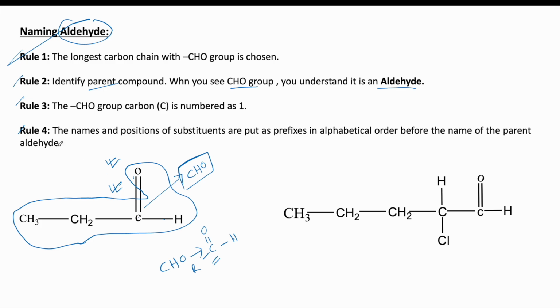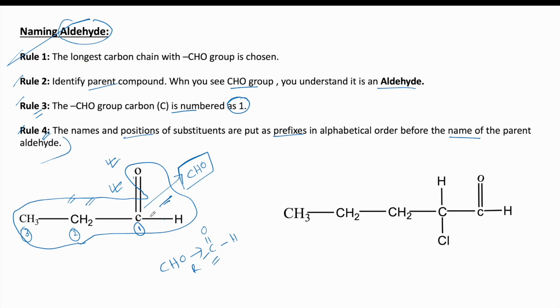And always remember, according to rule number 3, which is the most important rule, the CHO group carbon is numbered as 1. So this carbon, the CHO group carbon, will always be numbered as 1. And this carbon will be numbered as 2. And this carbon will be numbered as 3. And rule number 4 tells us the names and positions of substituents are put as prefixes in alphabetical order before the name of the parent aldehyde. But in this example we don't have any substituent or any other group, so we don't need to think about that.